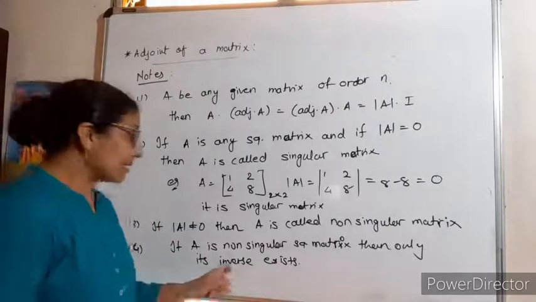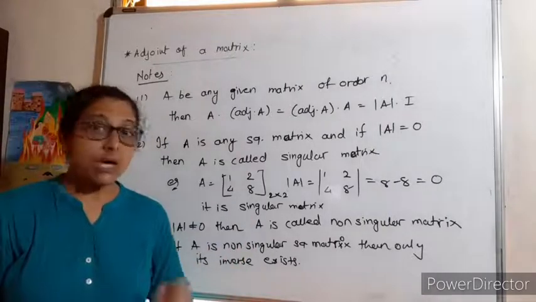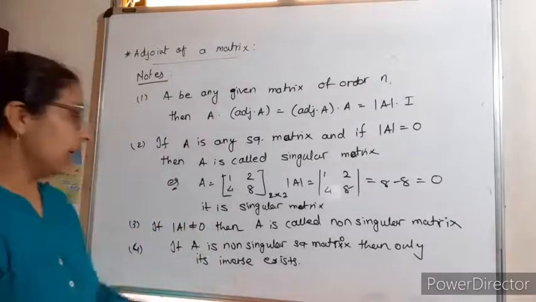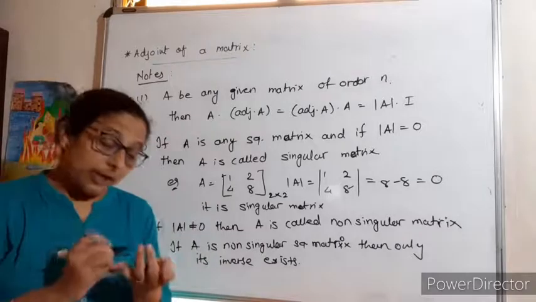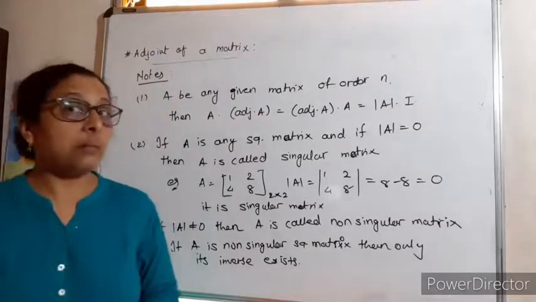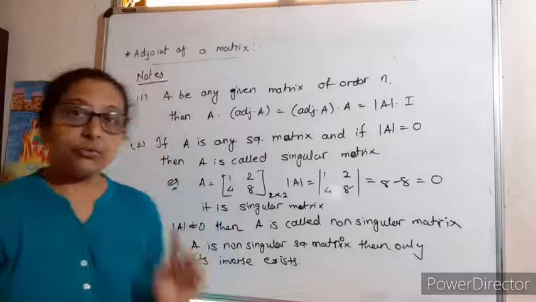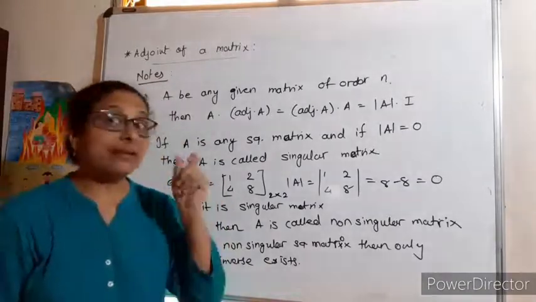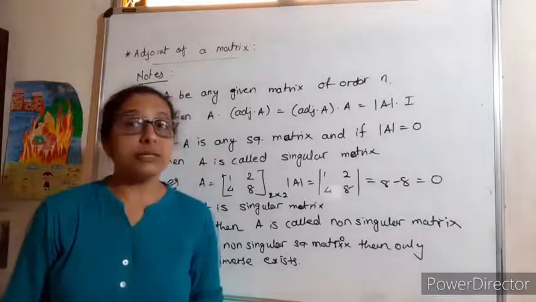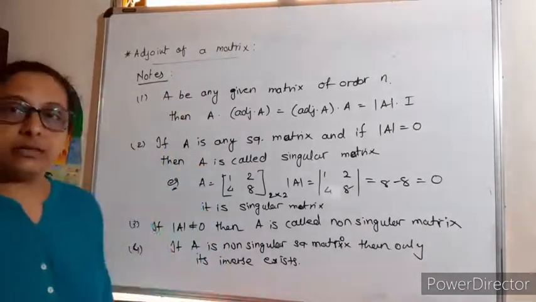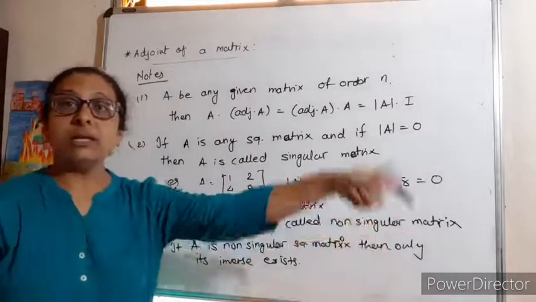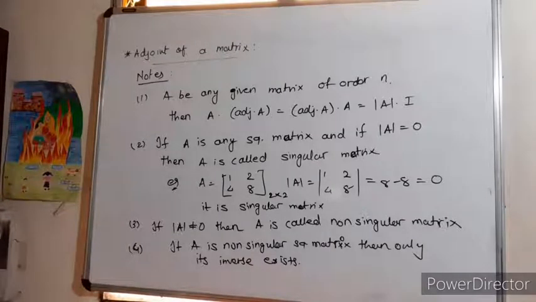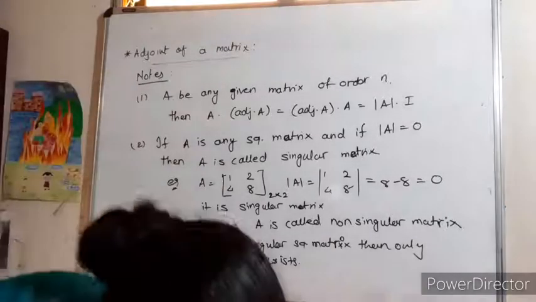So for the existence of the inverse of a matrix, what is the necessary condition? It should be non-singular. So whenever you want to find the inverse of any matrix, what you have to do? You have to check whether it is singular or non-singular. That means you have to find its determinant. If determinant is equal to 0, inverse does not exist. If determinant is not equal to 0, then only you can find its inverse. You understand this? How to find this singular or non-singular? Okay.